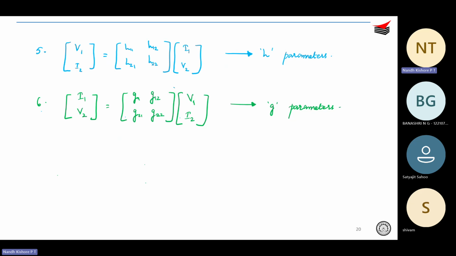If it is V1 by V2, right? H12 is V1 by V2, so H12 is basically dimensionless. H11 is equal to V1 by I1 with V2 equal to 0, which means it is going to be in ohms. H12 is going to be V1 by V2 with I1 equal to 0. So it's a voltage ratio, and a voltage ratio is dimensionless. So you have parameters which can be dimensionless as well, without any unit.